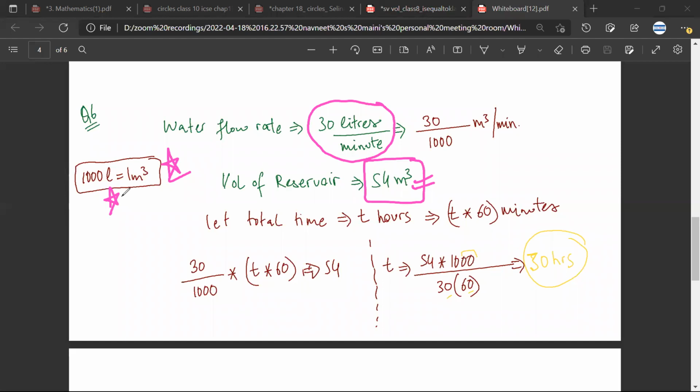Yes, sir. So if the water flow rate is 30 liter per minute, basically you'll have to convert this 1 liter into 1 upon 1000 meter cube, and therefore 30 liter is 30 upon 1000 meter cube. Satya, have you understood this conversion? Yes, sir. Mr. Sarthak, have you understood the conversion? No, sir, I didn't understand.